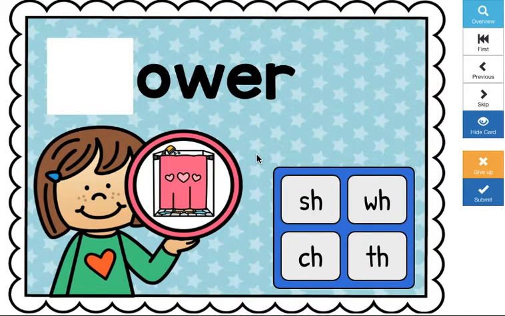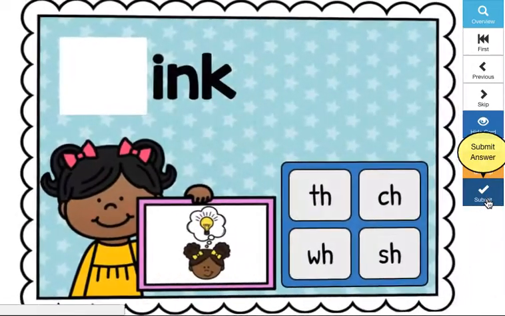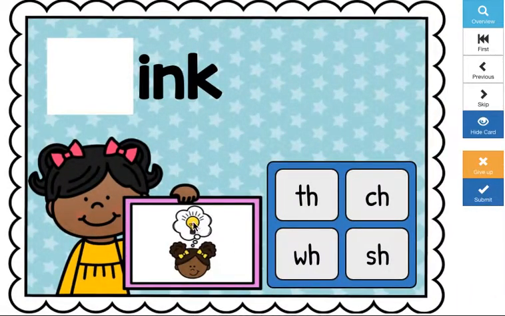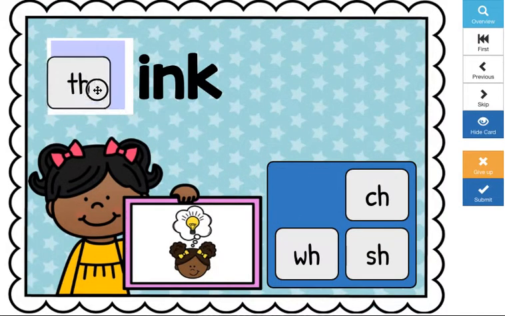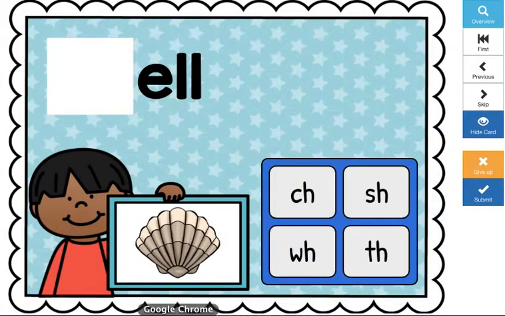Ooh, let's look at what she's holding. What is that? Shower. What digraph does shower start with? S-H. Good. Shower. Ding. Okay, this little girl, she's got a light bulb up here. What is that called? Think, right? Think with your brain. And last week, we learned about the ink families. Think. What digraph does think start with? T-H. Think. Ding.